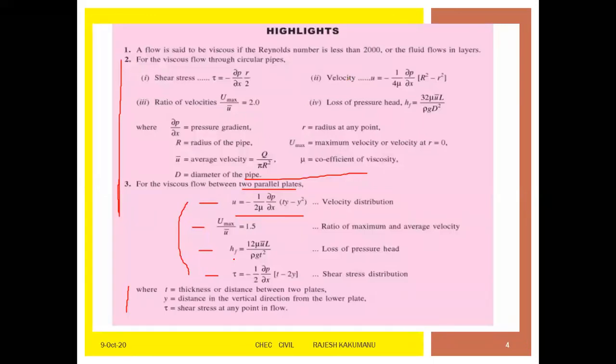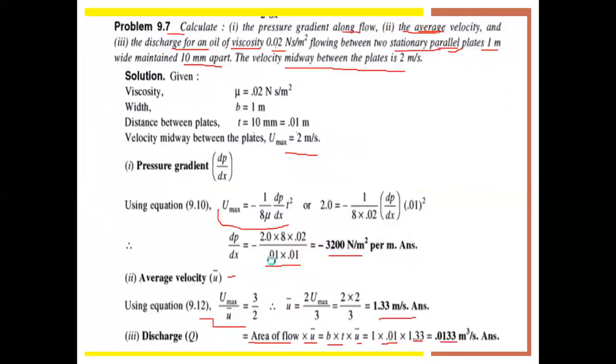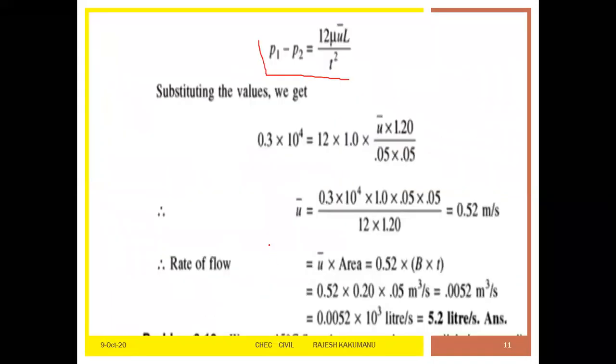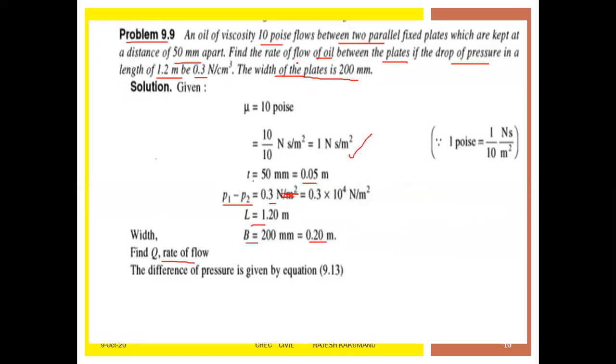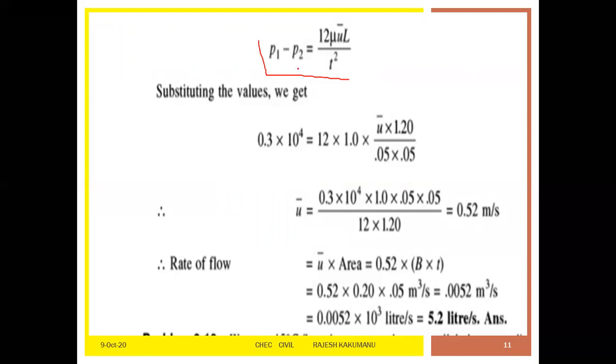This is the pressure law, this is the formula. Applying this formula, HF or P1 minus P2 is one. But we need the pressure difference, so if in the question they have given the pressure head, then you have to write HF. Here it is a drop of pressure, so we are writing P1 minus P2. Therefore P1 minus P2 is equal to 12 mu U bar L by T square.